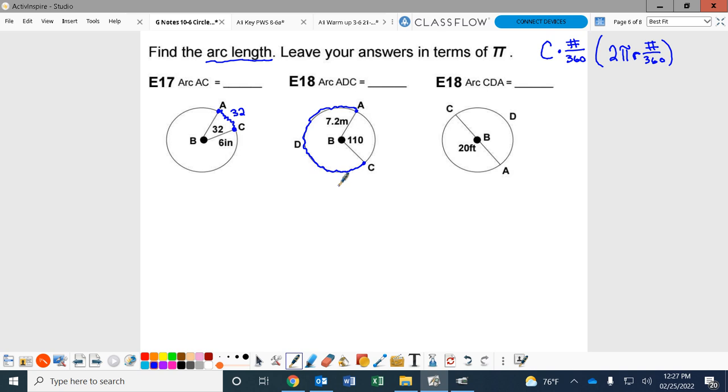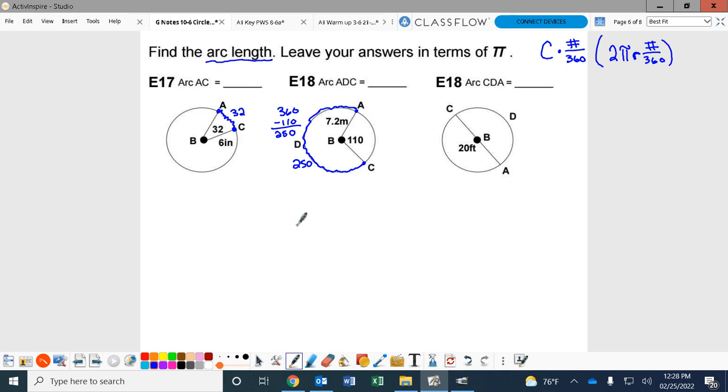Guys, to get the arc measure, what are we going to do? What's it going to start with? Every circle starts with what? 360 minus that 110, which would leave you 250. Got to have the arc measure to do these problems, guys. So we're doing the arc measure first.